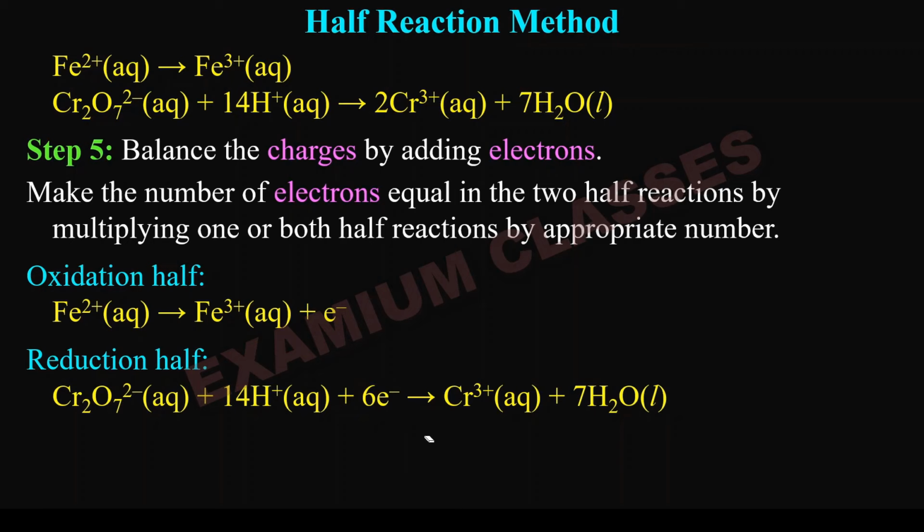After that, as part of the same step, step 5, I will equate the number of electrons in the oxidation half and reduction half. Here I have 1 electron on the right hand side, and here I have 6 electrons on the left hand side. And this is something I would advise you to remember, that in the oxidation half you will have electrons on the right hand side. In the reduction half you will have electrons on the left hand side always, because oxidation is loss of electron. Loss of electron is oxidation. Gaining electrons is reduction.